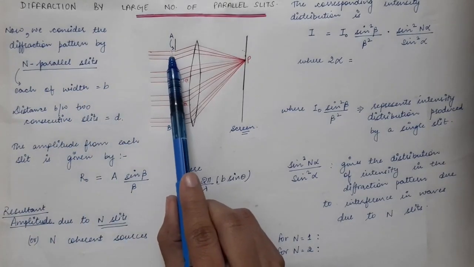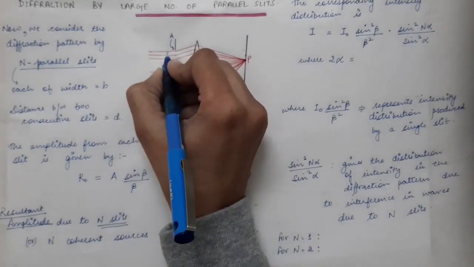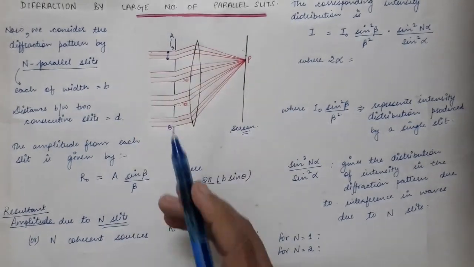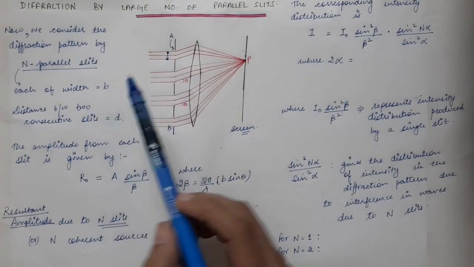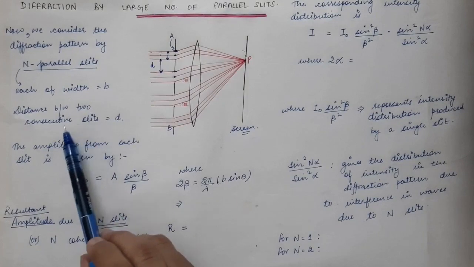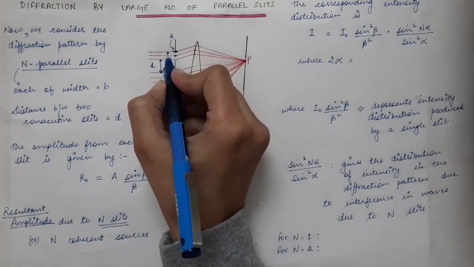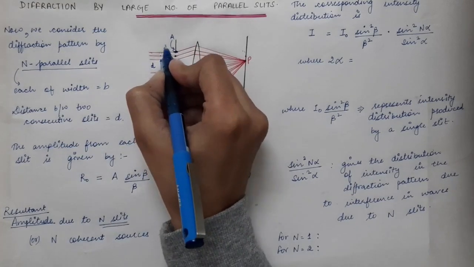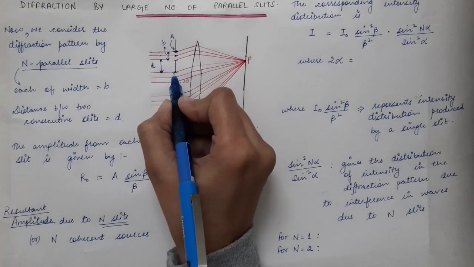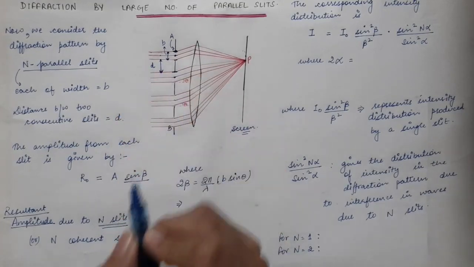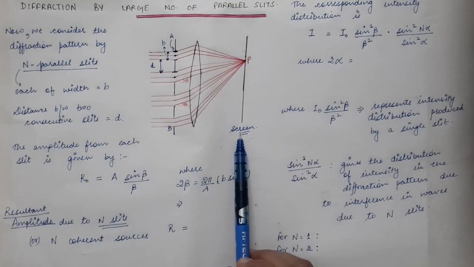Each slit has a width equal to b. So this distance, that is the width of the slit, is equal to small b, and the distance between two consecutive slits is considered to be equal to small d. So this distance was considered to be equal to small b, and this distance, that is from the first slit to the second slit, is considered to be small d. So now we are going to find how the diffraction pattern will look.